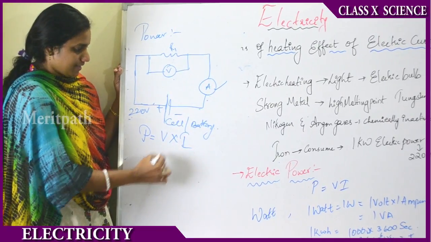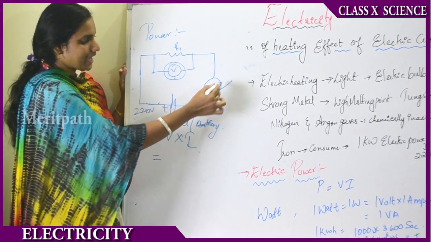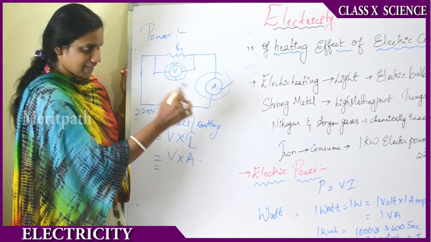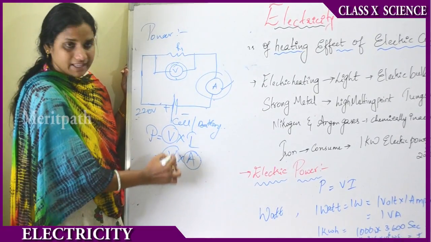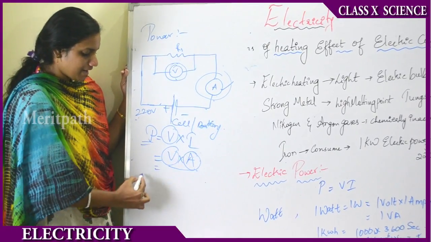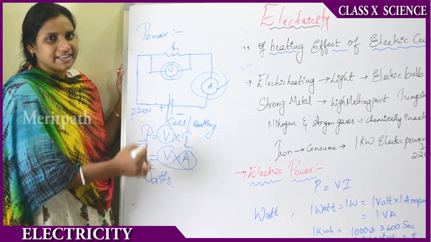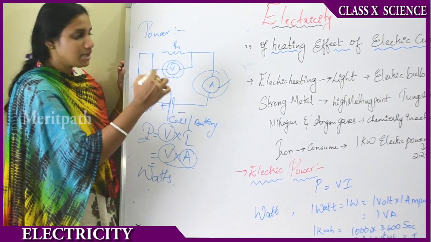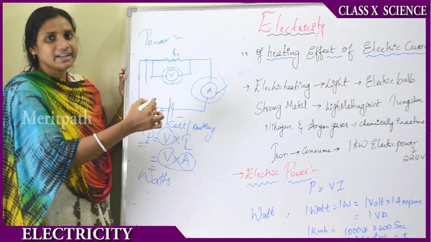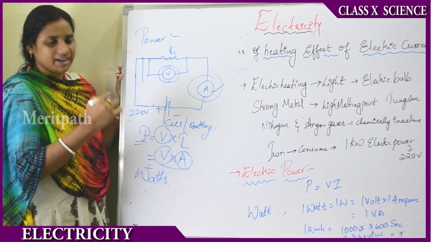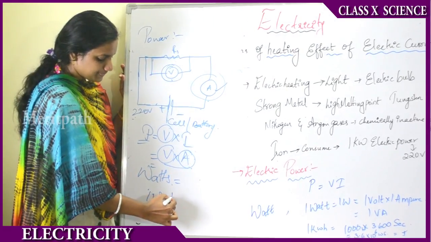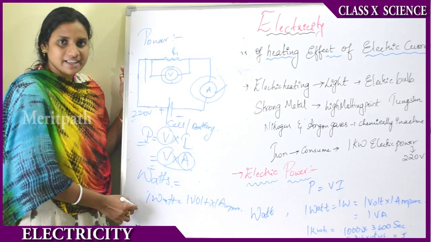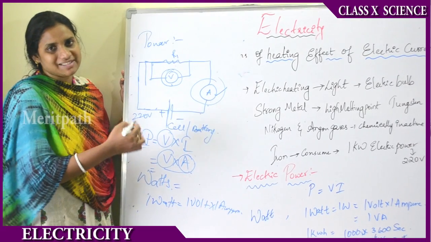It gives us the VA rating, that is, the voltmeter reading and the ammeter reading, V and A. We say amperes for the current, and volts for the voltage. The unit is VA, and the power unit is watts. The SI unit of power is the watt, and 1 watt is defined as 1 volt passed through the electrical circuit absorbing 1 ampere of current. That is, 1 watt equals 1 volt into 1 ampere. It gives us 1 unit of electrical power consumed by the circuit.